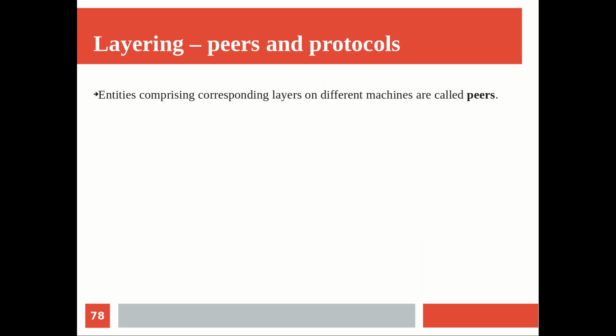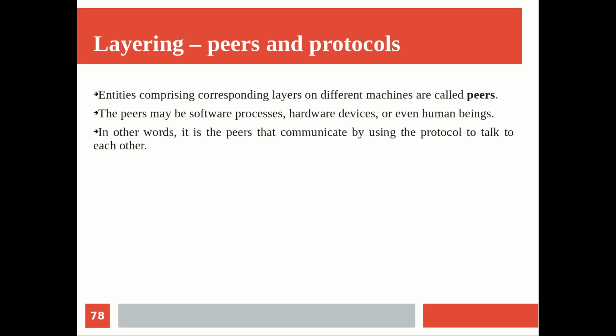Now with this we will end with some more terminologies: peers and protocols. The entities comprising the corresponding layer on different machines are called peers. That is the sender or the receiver, what we saw previously, host 1, host 2. Those in general we call peers, and when they participate in communication it goes through different layers. The peers may be software, a process, hardware, or even human beings who are trying to communicate. In other words, it is the peers that communicate by using the protocol to talk to each other.